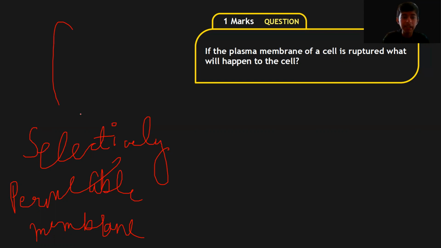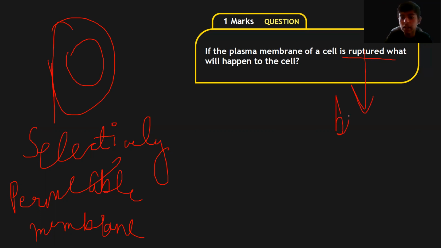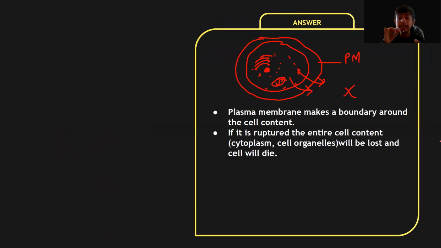The plasma membrane is here, as I said. If it is ruptured, meaning broken, or if it wouldn't be there, then what would happen to the cell? Let's see. It makes a boundary around the cell content. If it is ruptured, the entire cell content, cytoplasm and cell organelles, will be lost and the cell will die.